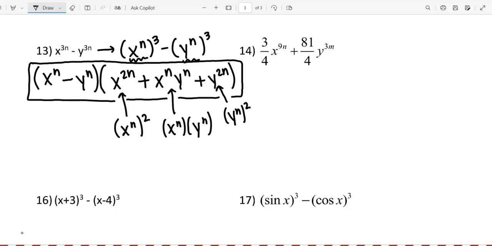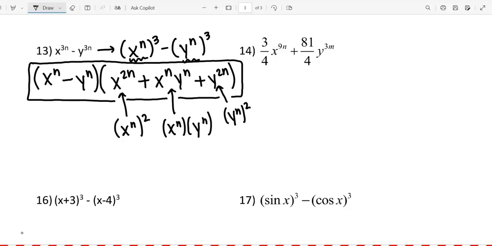Questions on 13. My biggest advice is just make sure you take out a GCF first and then look at what's being cubed to get each term. So in number 14, what should I do first?